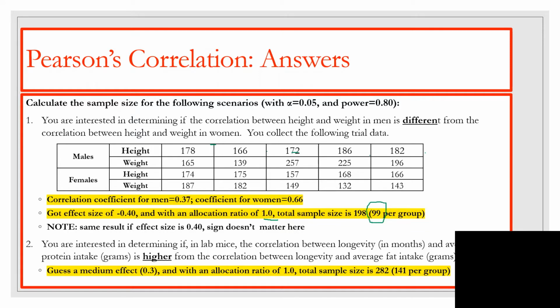Now you might have noticed that the effect size spat out is negative. It's the same as if it's positive. The sign doesn't matter here. It just depends on which coefficient you entered into which box. For the second, we don't have any information other than we're asking if it's higher. So I guessed a medium effect and assumed equal group size and found that the total sample size was 282, so 141 per group.